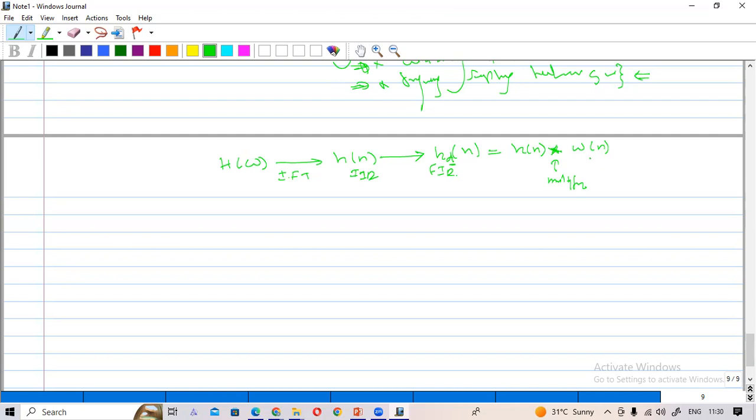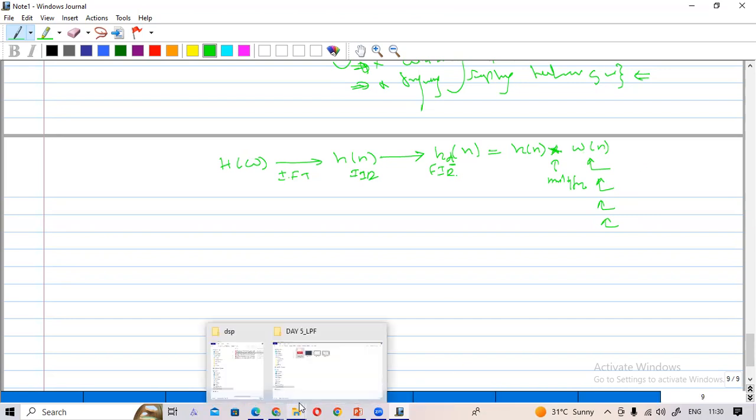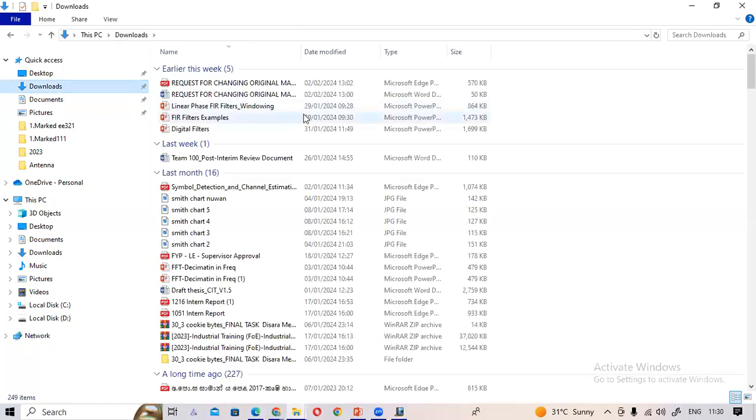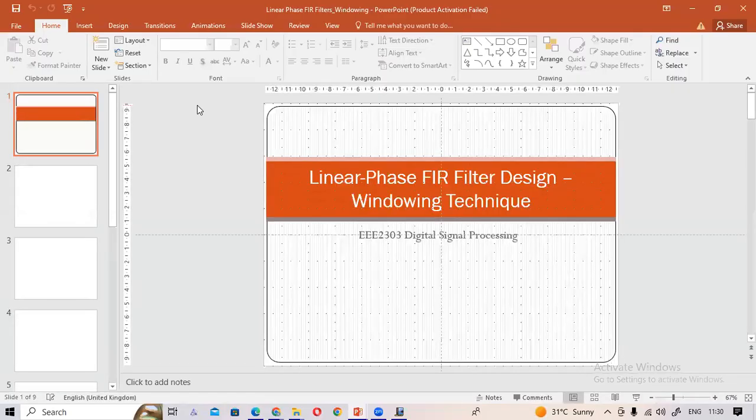Before that, there are many types of this window function. I think 4 or 5 window functions are there. In Dr. Udesh's lecture also, you can find it, okay?